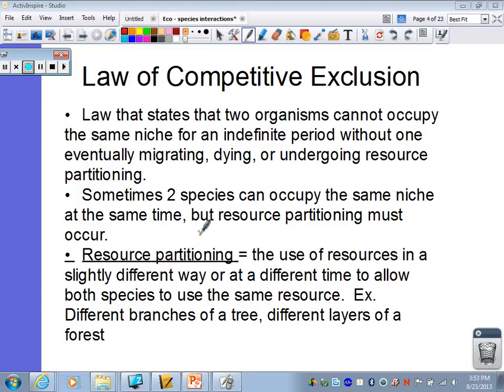The only exception to that is if they do resource partitioning. And resource partitioning is when two or more species can use the same resource in a slightly different way or at a different time to allow both species to use that same resource. Okay, some examples of that would be lots of different species of birds using different branches of a tree or different areas of a tree. Or lots of different organisms using the different layers in a forest.